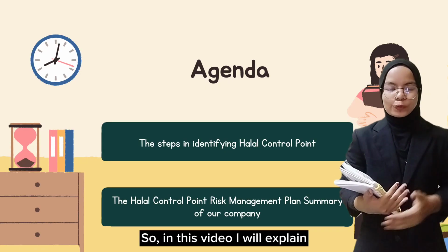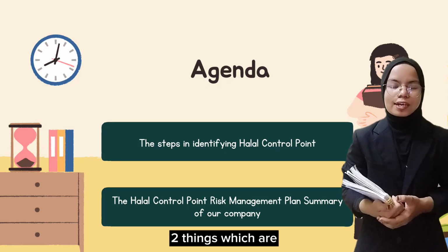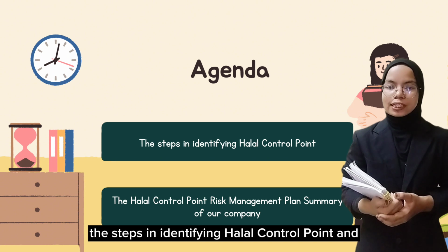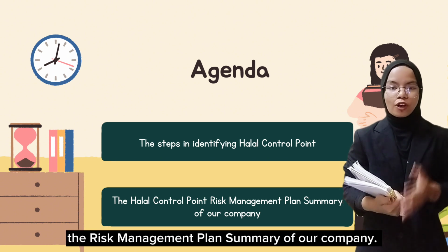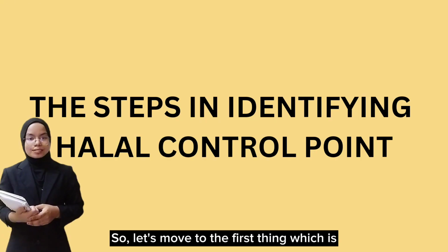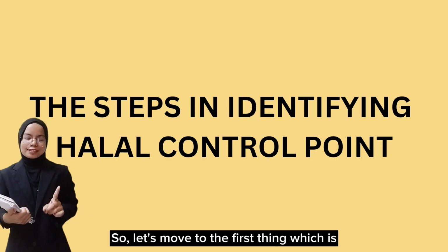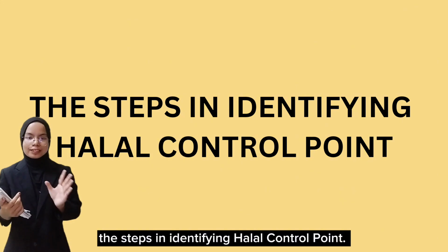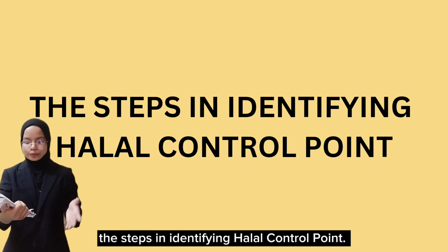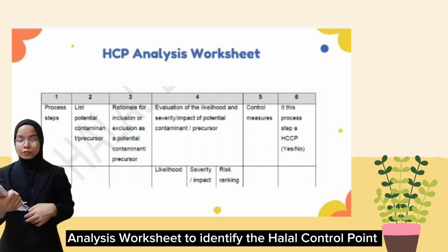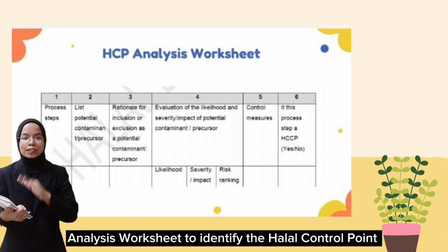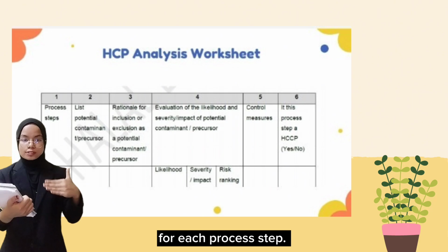So in this video, I will explain two things, which are the steps in identifying halal control point and the risk management plan summary of our company. So let's move to the first thing, which is the steps in identifying halal control point. Basically, we use the halal control point analysis worksheet to identify the halal control point for each process step.